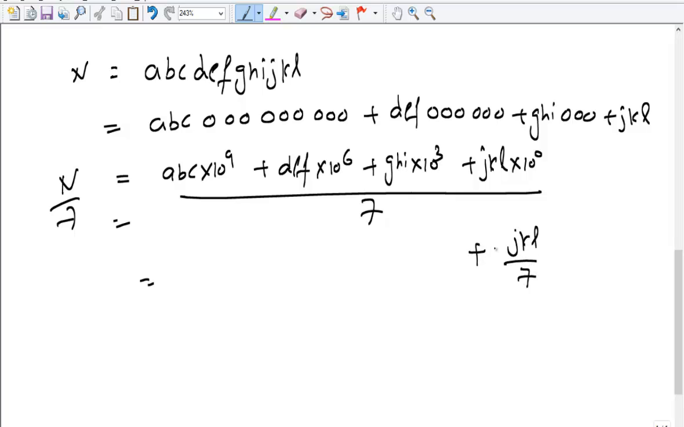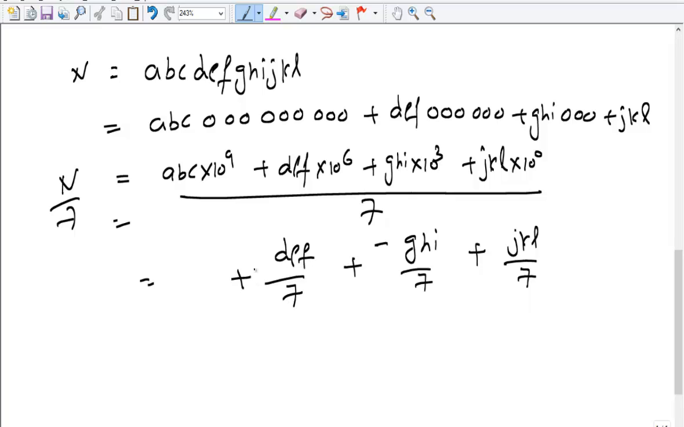Now 10 cube by 7 remainder, the remainder is minus 1. GHI by 7 remainder depends on GHI. GHI into minus 1 is minus GHI. So that's going to be minus GHI by 7. Now 10 power 6 is nothing but 10 cube whole square. Now 10 cube remainder is minus 1. So we can directly say that 10 power 6 remainder is minus 1 whole square, which is plus 1. So that is plus 1 into DEF by 7.